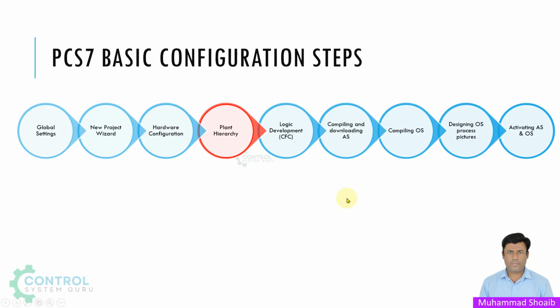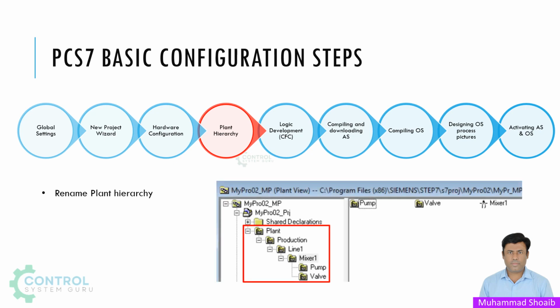So after completing the hardware configuration part, we'll move toward the plant hierarchy side. We'll rename the plant hierarchy as per our project requirement. As you can see here, we have 5 levels of plant hierarchy. At the top we have the plant, then the production area, then line 1, line 2, whatever, and below line 1 we have mixer 1, mixer 2, mixer 3. In mixer 1, we have the pumps and valves.